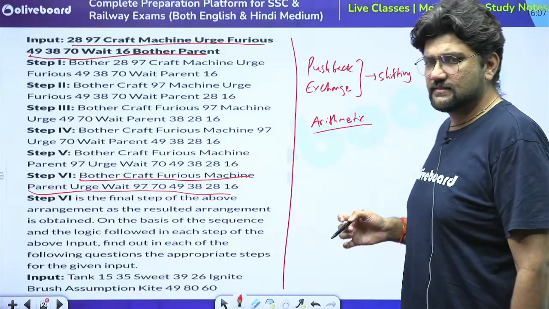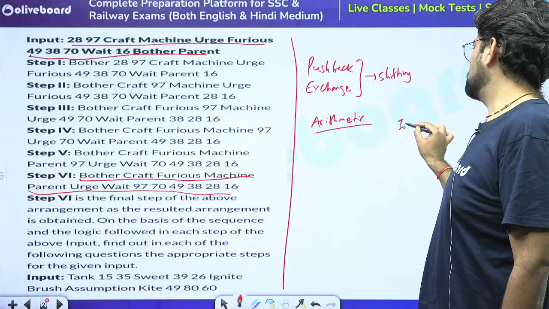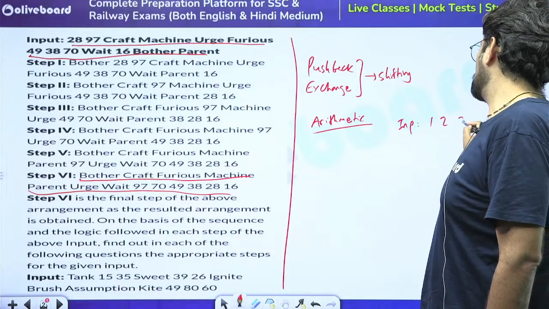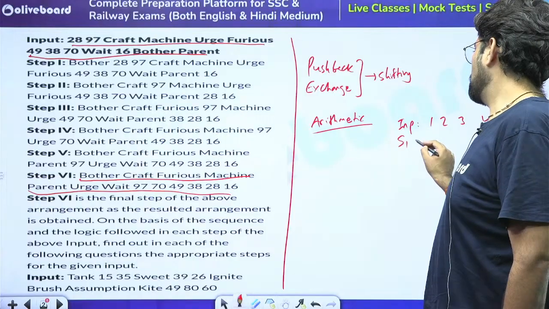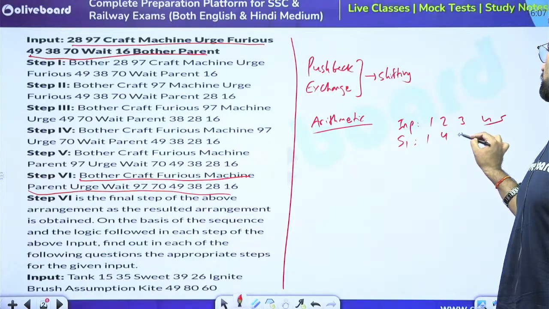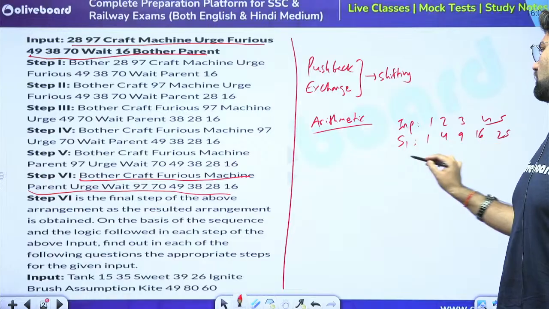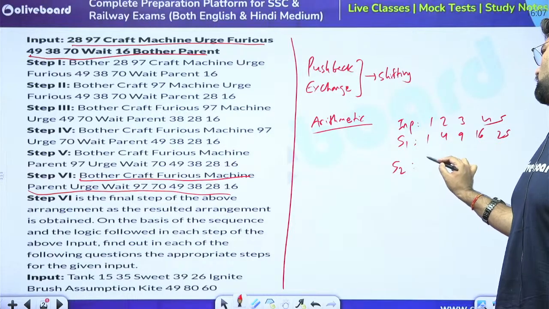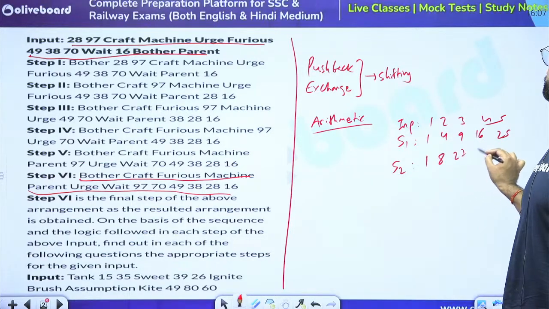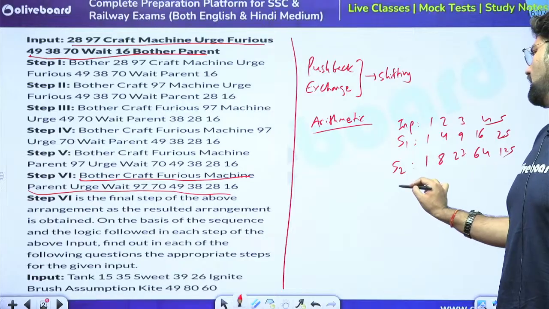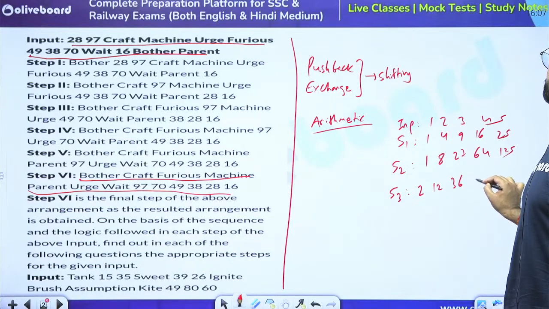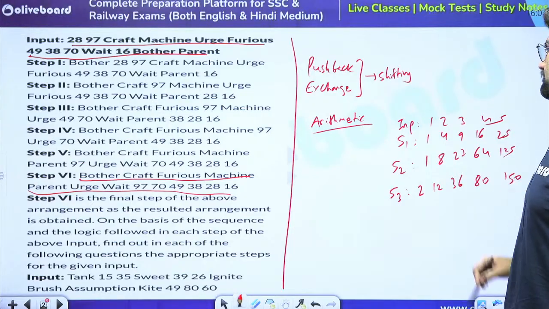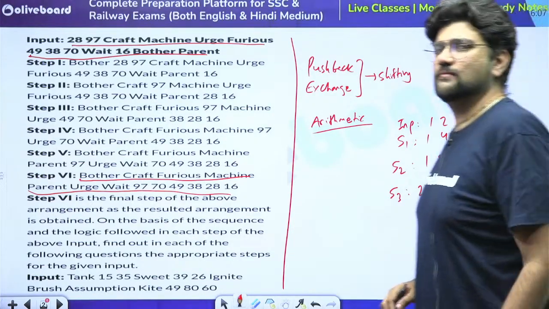Arithmetic base simply means, for example, I'll have an input like this: 1, 2, 3, 4, 5. Now, my step 1 will be 1, 4, 9, 16, 25. My step 2 will be 1, 8, 27, 64, 125. And my step 3 will be 2, 12, 36, 80, 150. So this is my output. I'm just giving a rough example.